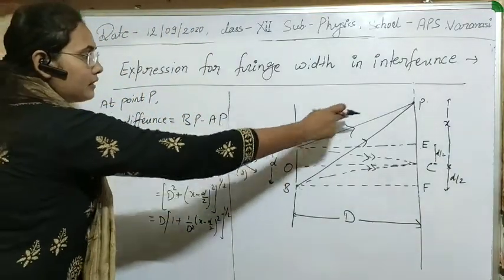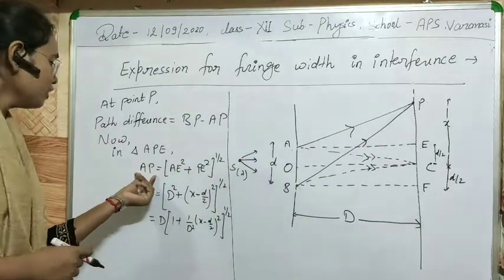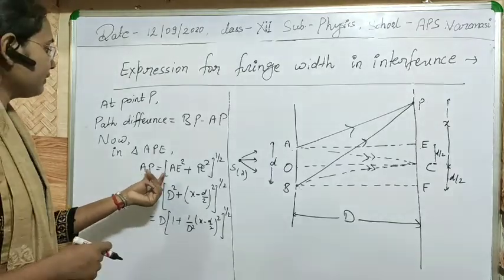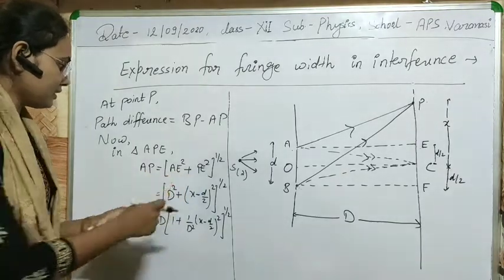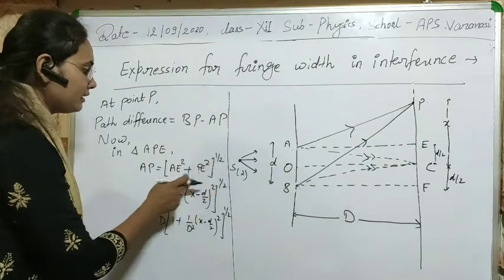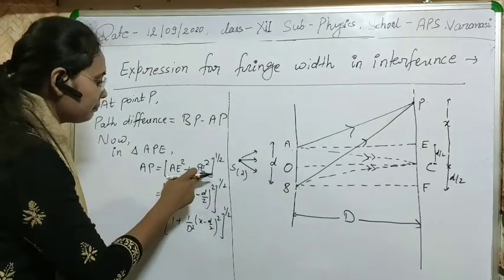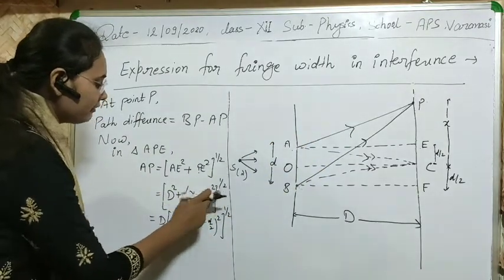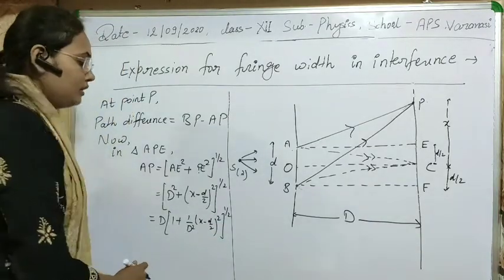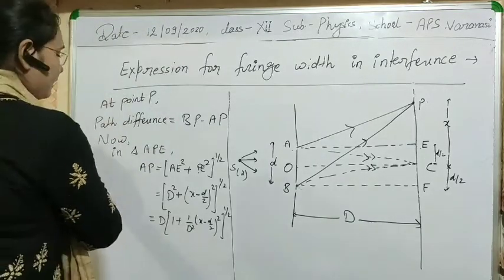So let's use trigonometrical concepts to calculate AP. What will be the AP? AP is the hypotenuse. So definitely this will be the square root of A square plus PE square. You can write it and solve it. Since the value of A is d and PE is x minus d by 2, we can solve it by binomial expansion of first order. If we solve it by binomial expansion, what will we get?